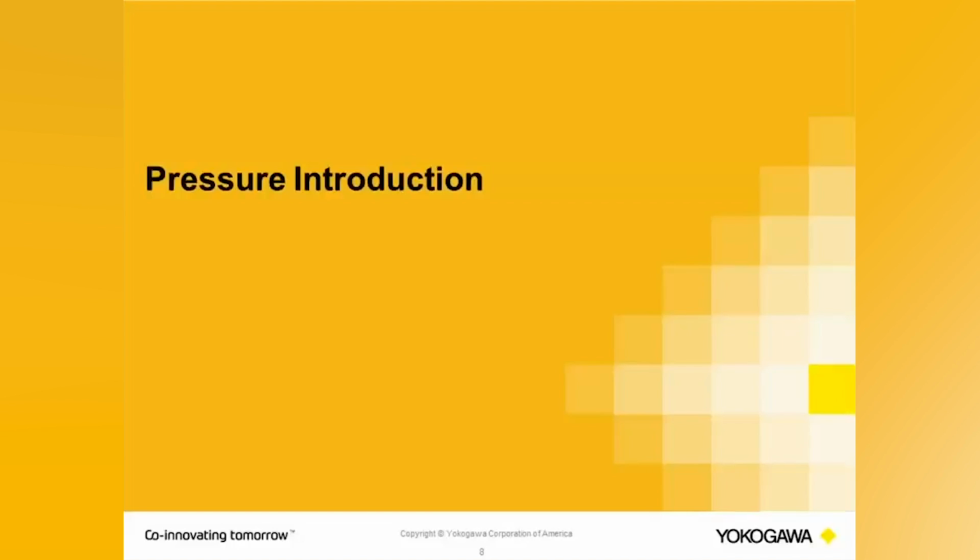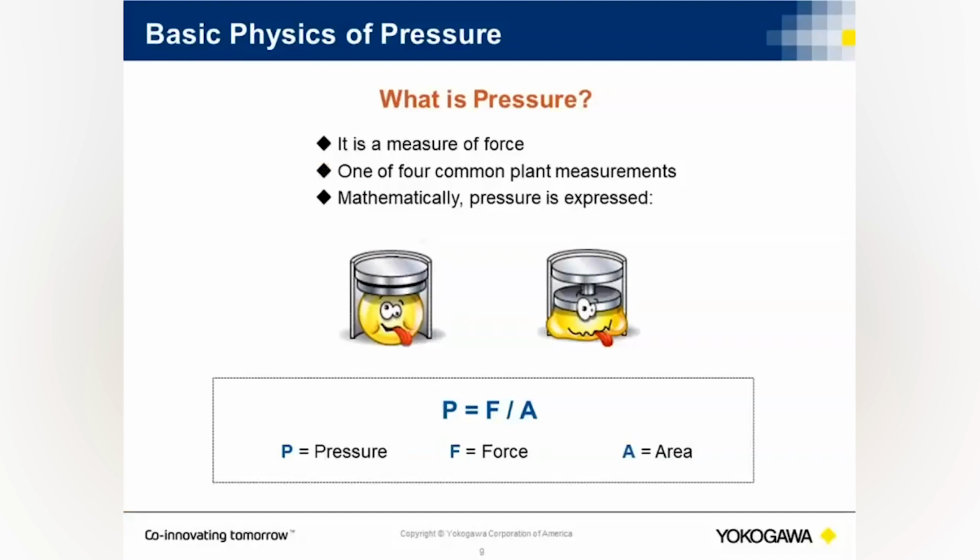So pressure introduction. So pressure, what is pressure? One of the most commonly measured and visible quantities in the industrial automation space. Other important quantities such as temperature, flow, and humidity are all derived from pressure. So essentially it's a measure of force per unit area. As this area decreases or the force increases, the pressure increases as a result.